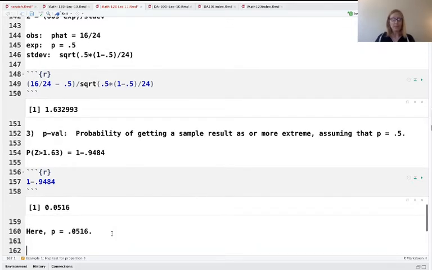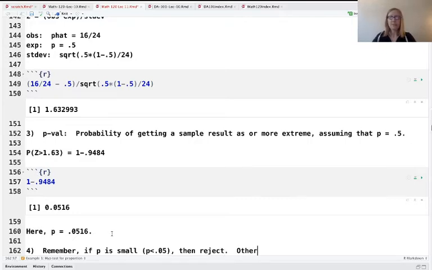Okay, cool. So let's make our conclusion. Based on this, what are we going to decide? Remember, if p is small, specifically p is less than 0.05, because we're using alpha equals 0.05, then we reject. Otherwise, if p is bigger than 0.05, we fail to reject. And that's the situation that we're in here.